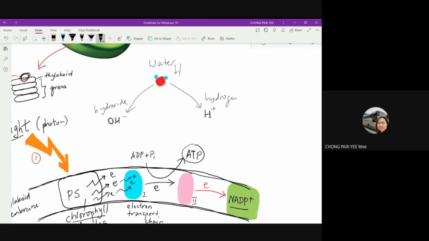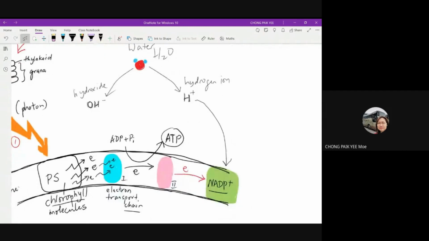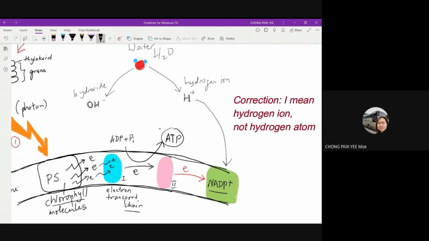Because H2O has two hydrogen and one oxygen, when you split it you get one hydrogen ion and one hydroxide ion. This one is going to go here. Your hydrogen ion is going to be received by your NADP plus, together with electrons. Actually, it takes one hydrogen atom and two electrons every time.